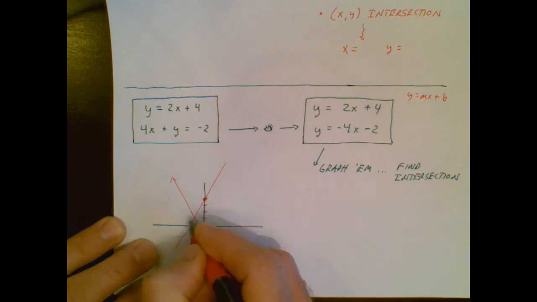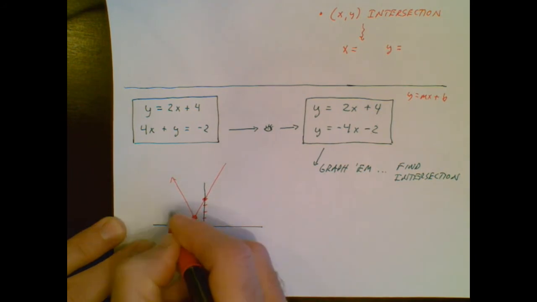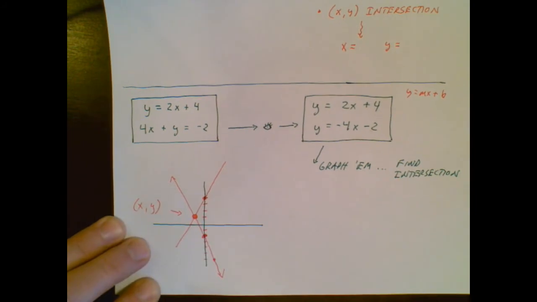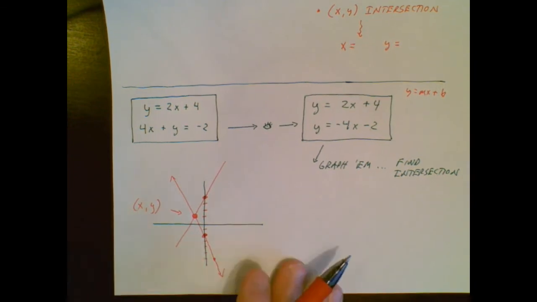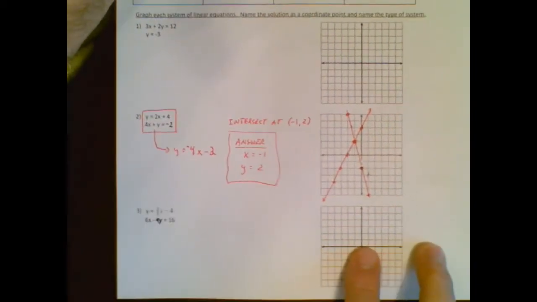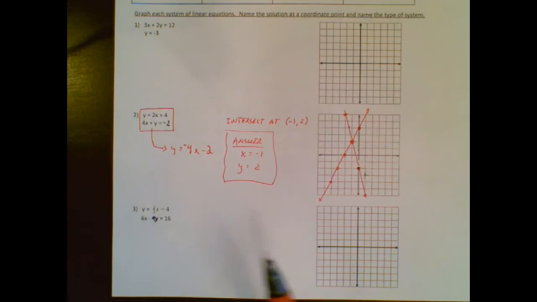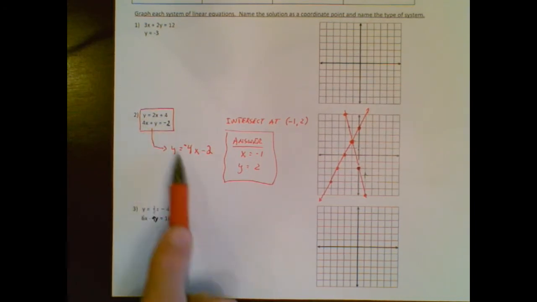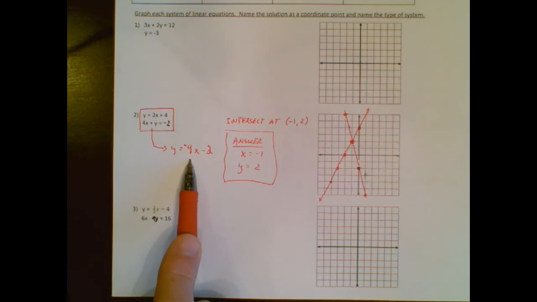If I do this super carefully, that spot right there is going to be the answer to this system of equations. So now I'm going to take that same idea and show it to you on a more precise coordinate grid. This is from your note sheet. Here's that very first equation. I leave it. Here's that second equation. I turn it into a y equals.